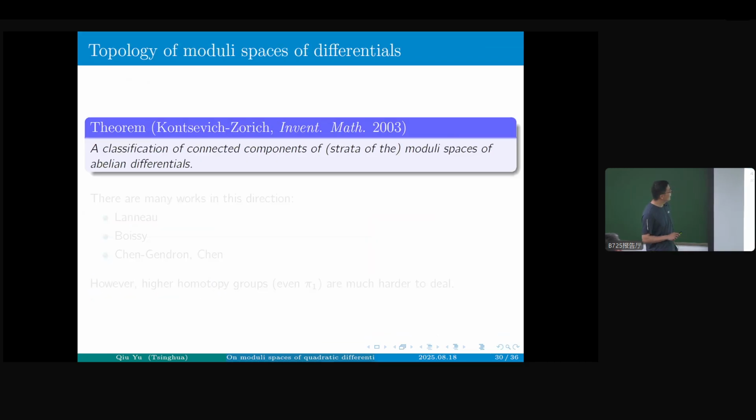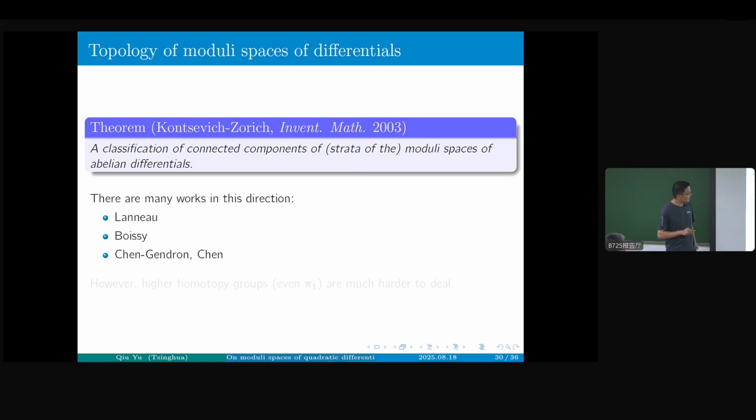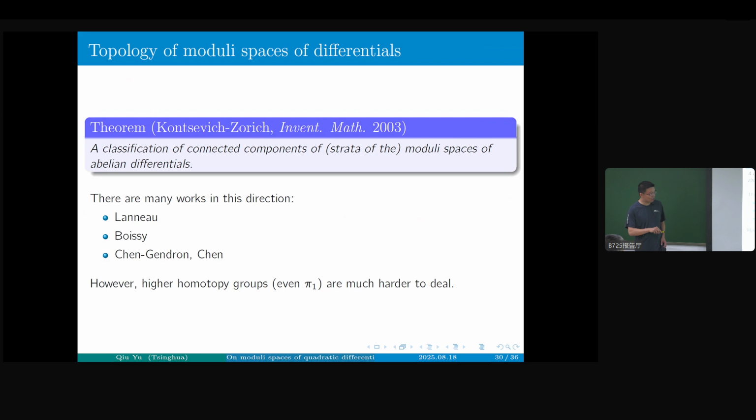But let's return to the topology of moduli spaces. Initiated by Kontsevich and Zorich, they classified connected components of moduli spaces of abelian differentials. And in this direction, there are many works classifying connected components of moduli spaces of k-differentials. So not just abelian or quadratic, people can handle k-differentials. But higher homotopy groups are much harder, even pi1. In some sense, pi1 may be non-trivial, right? And the higher homotopy groups, we hope they vanish.